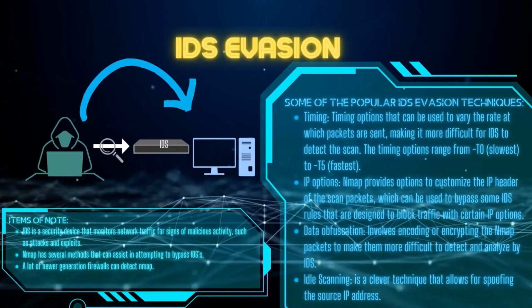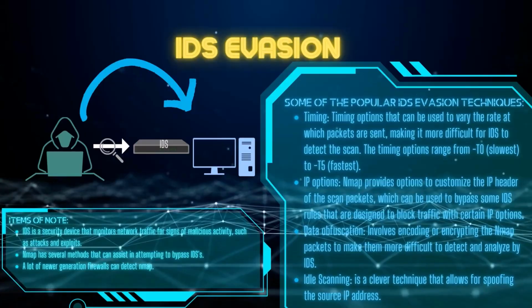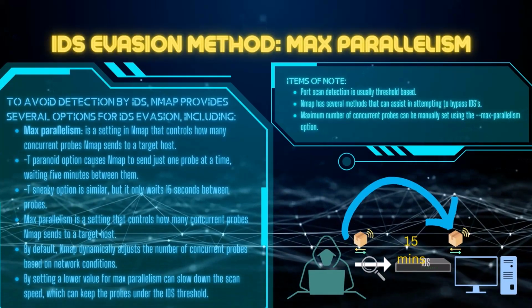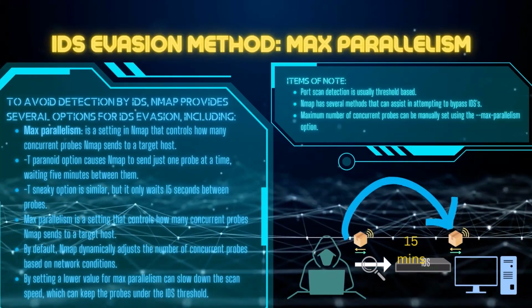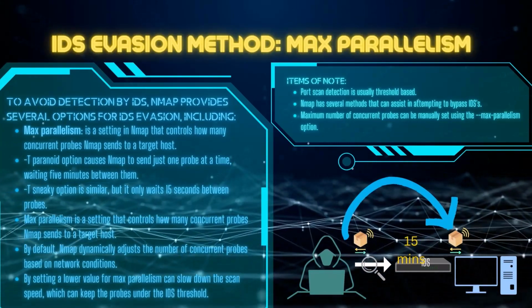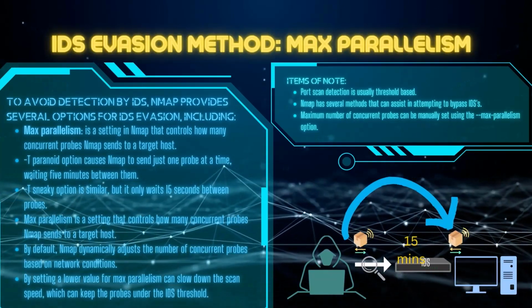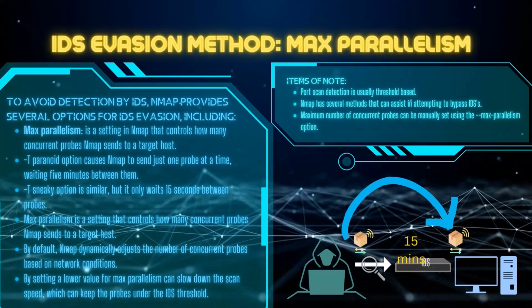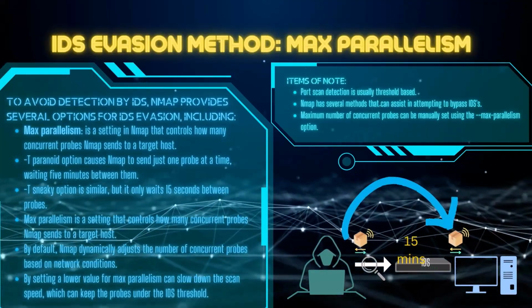Instead of using canned timing modes, you can customize timing variables precisely by using various options like --max-parallelism. This option sets the maximum number of probes that can be sent at any given time during a scan. This option can be useful for evading firewall and IDS detection, as it allows the scan to appear less suspicious by limiting the number of probes sent simultaneously. By reducing the number of simultaneous probes, the scan appears less like an automated attack and more like legitimate traffic.